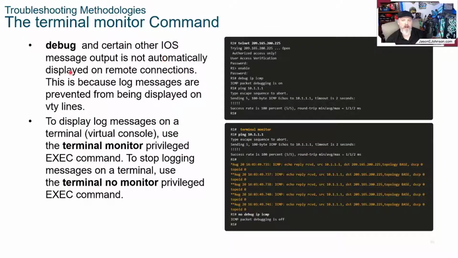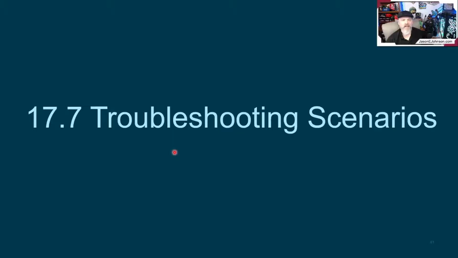Debug and certain other iOS message output is not automatically displayed on remote connections. This is because log messages are prevented from being displayed on VTY lines. To display log messages on a terminal virtual console, you want to use the terminal monitor privileged exec command. To stop logging messages on a terminal, use the terminal no monitor privileged exec command. Next, let's take a look at a few troubleshooting scenarios.